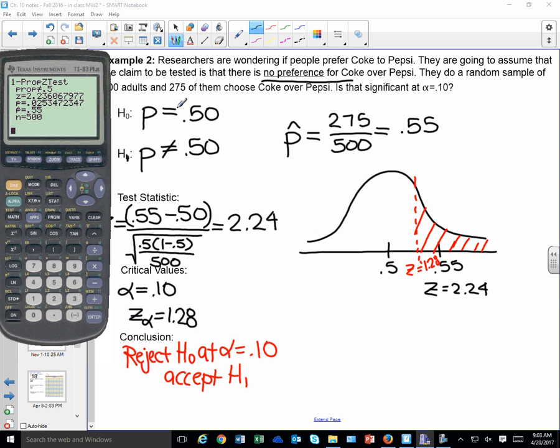In the very last lecture video, which is the next one on 10.2, we will go through how to do hypothesis tests for means. And so for that, we'll be using the t-test on our calculator.